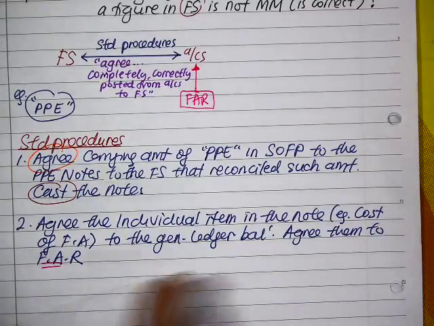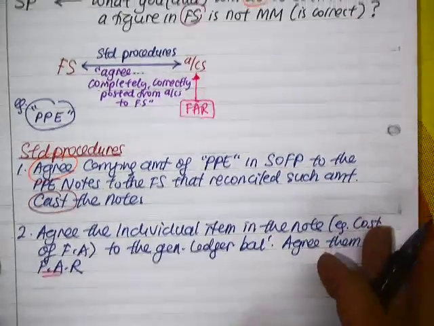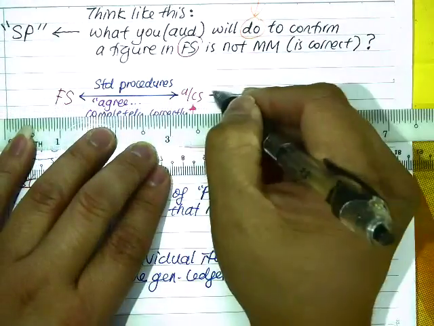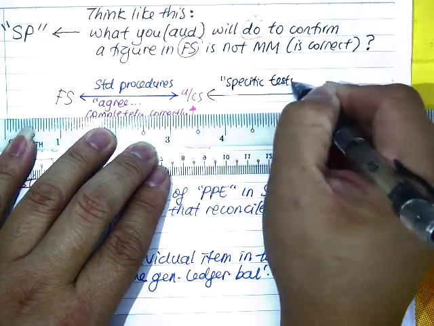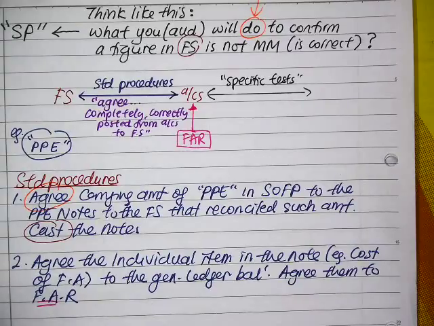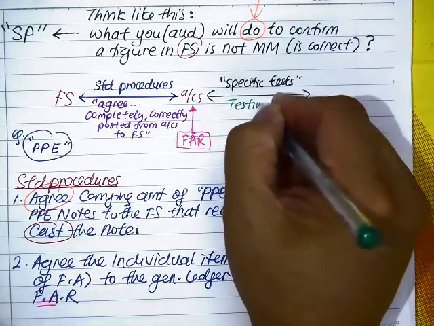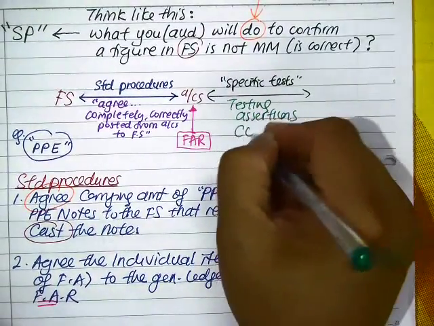So from the FAR, you will need to do the next part of the job. So now from the FAR, we're going to do the specific test. So this specific test will be what test? Testing assertion.